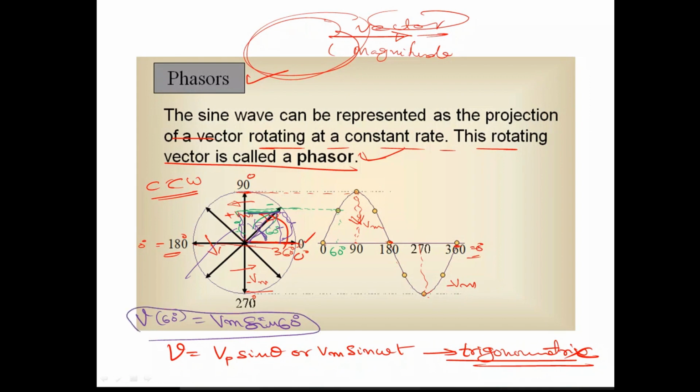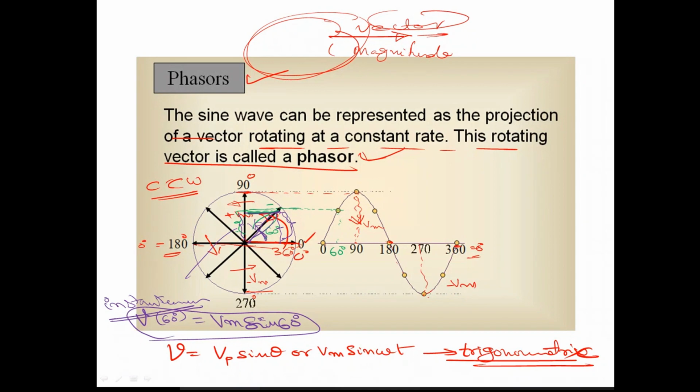At any point of time, your phasor represents the instantaneous value. What is V60? V60 is nothing but the instantaneous value. So a sinusoidal waveform can be represented by a phasor very conveniently, to easily represent your sinusoidal waveform.